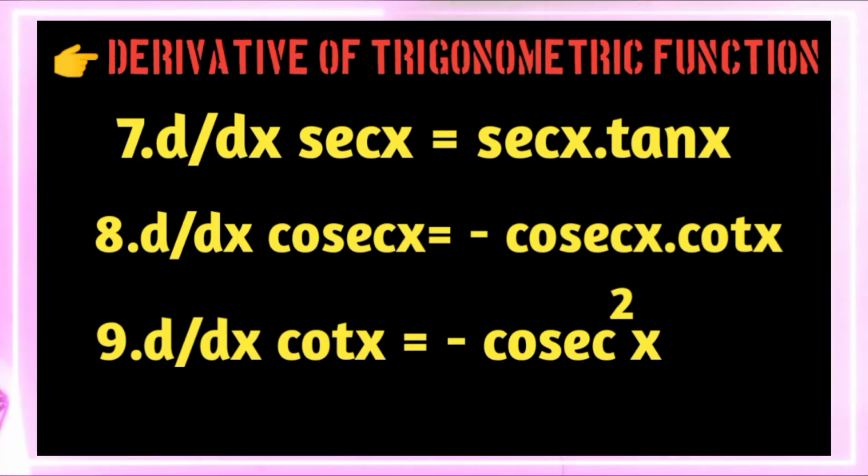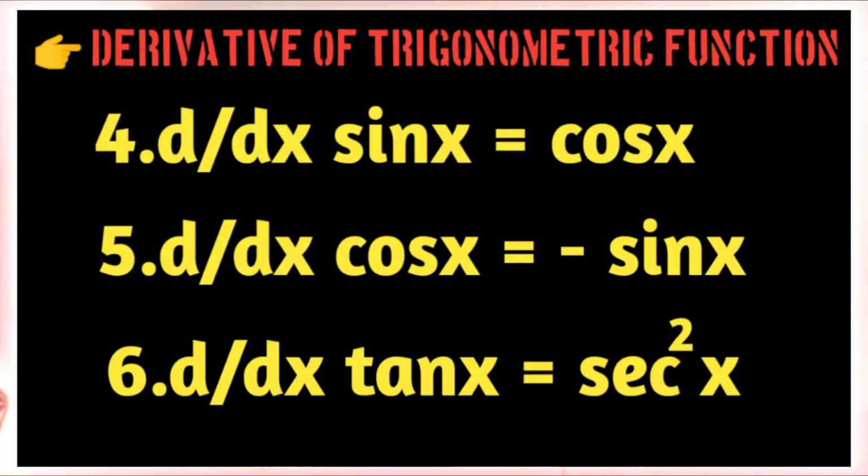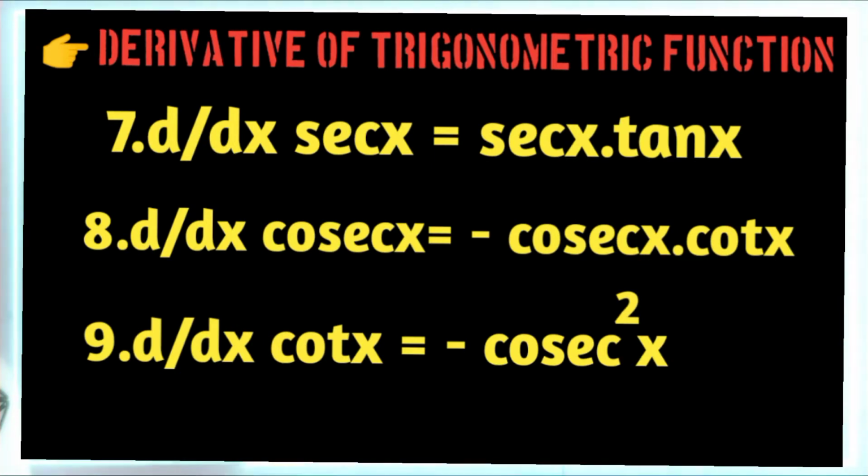I repeat again, derivative of sin x is cos x. Derivative of cos x is minus sin x. Derivative of tan x is sec square x. Derivative of cot x is minus cosec square x. Derivative of sec x is sec x into tan x. Derivative of cosec x is minus cosec x into cot x.